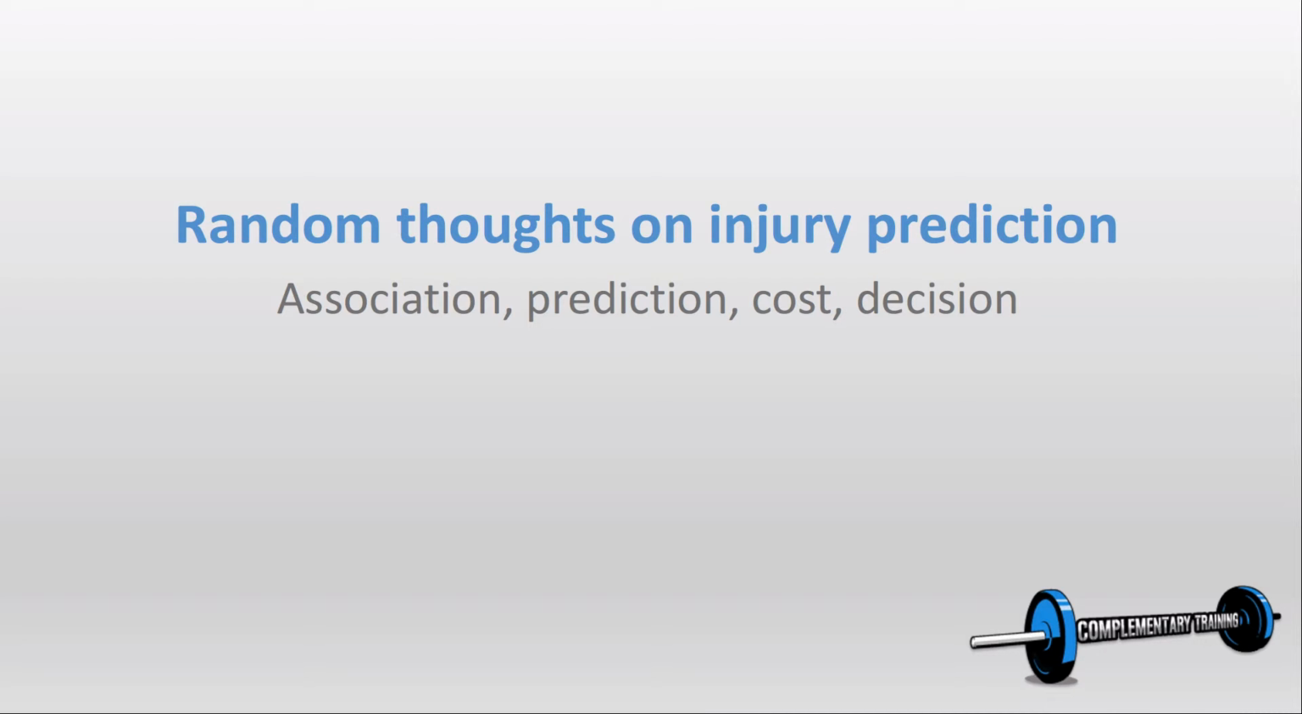I'm going to share some of my random thoughts on injury prediction, especially the distinction between association and prediction, confusion matrix, cost, and making decisions based on prediction.